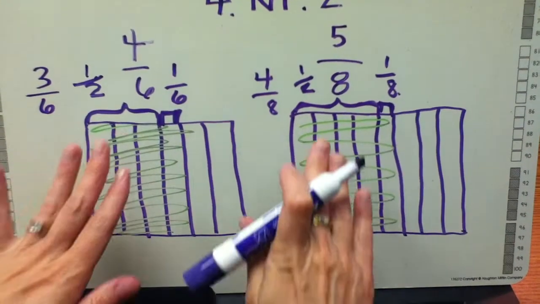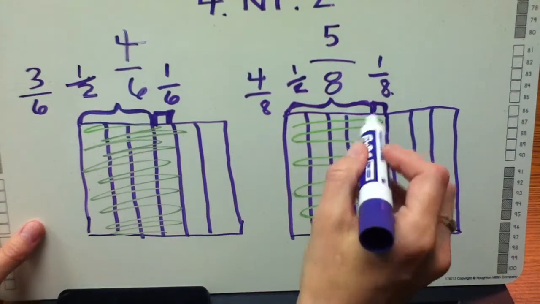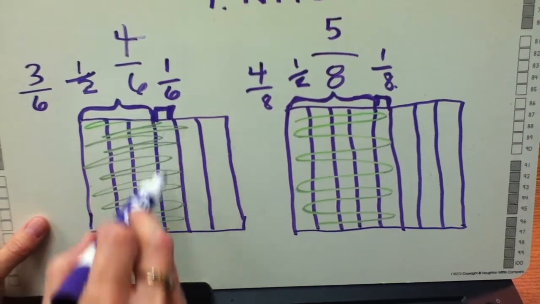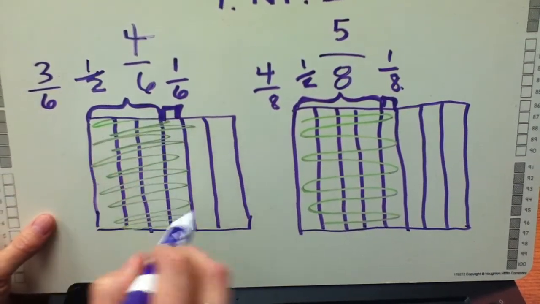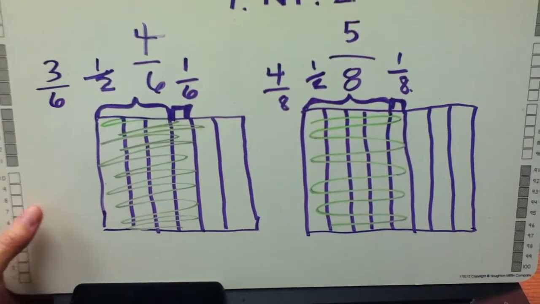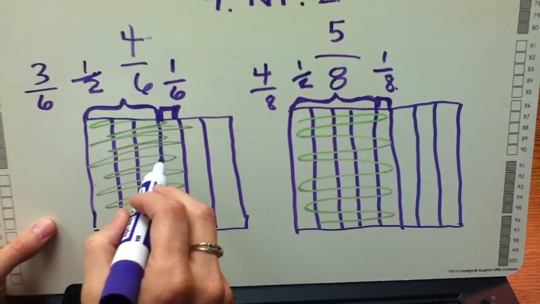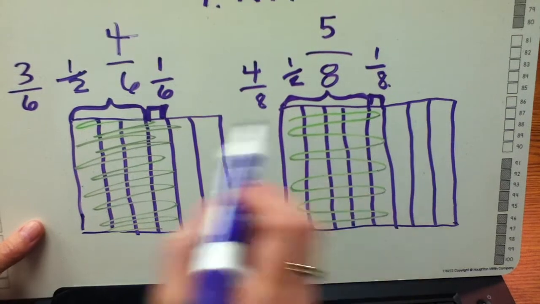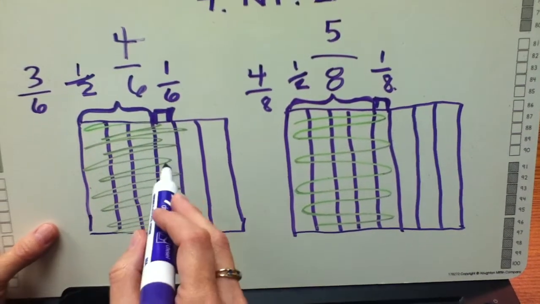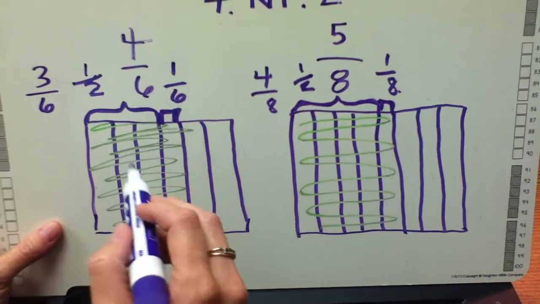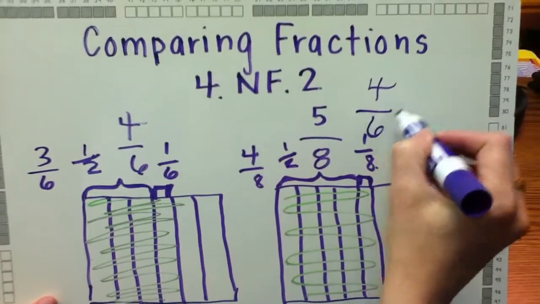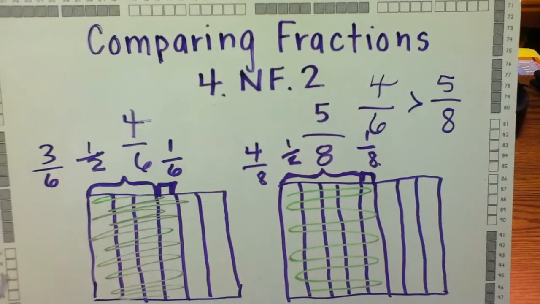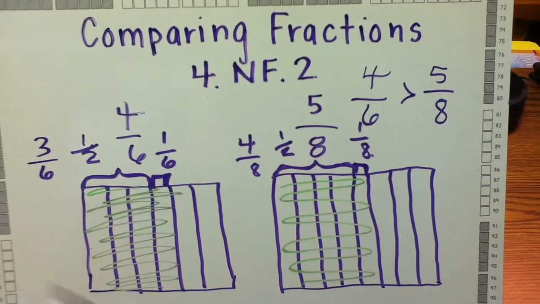So now that the halves are the same, I can sort of just take those out of my thought process for a minute and only think about what's left here. I'm going to compare what's left, the 1/6 here and the 1/8 here. And I know that 1/6 is larger than 1/8 because the parts are actually smaller in 1/8. So using that reasoning that 1/6 is greater than 1/8, I can also know that 4/6 is greater than 5/8. So in this case, we used a benchmark fraction of 1/2 to compare 4/6 and 5/8.